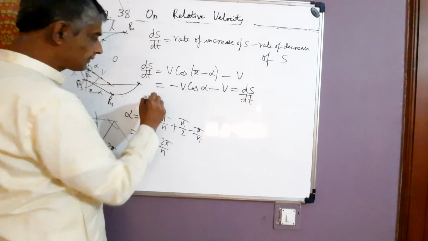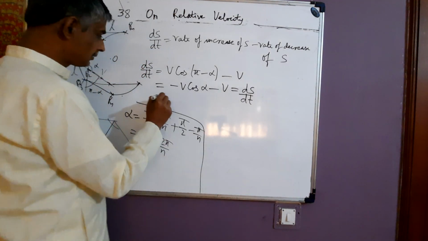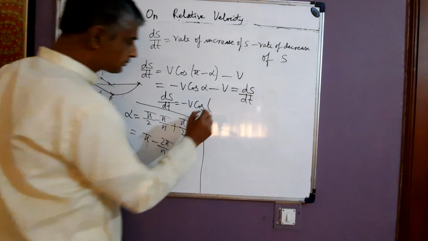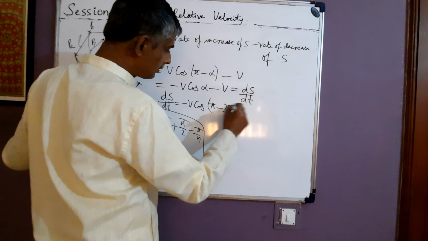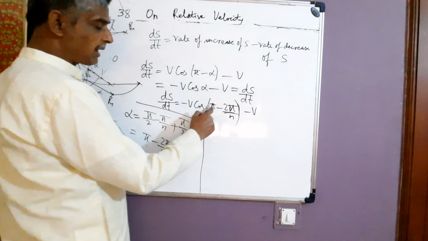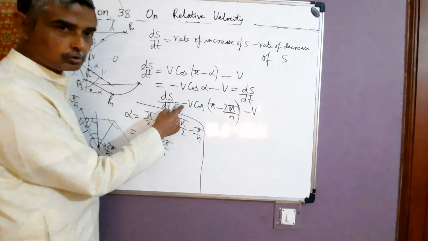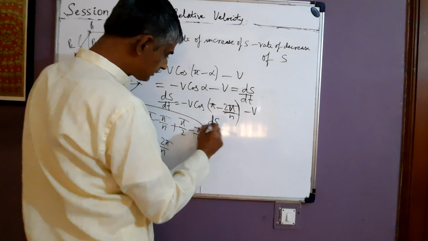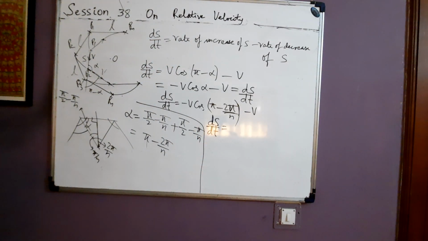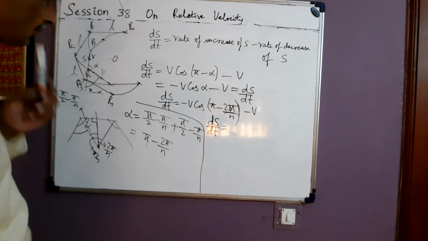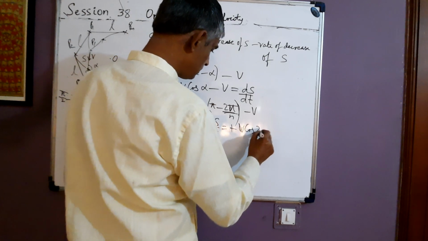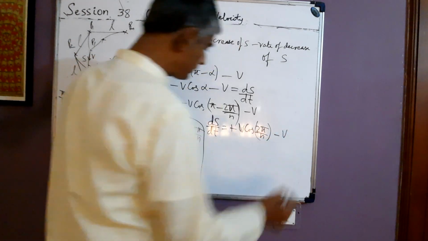Now we substitute alpha in this formula. So ds by dt is equal to minus v cos alpha, which is pi minus 2 pi by n, minus v. Now cos of pi minus 2 pi by n is minus cos 2 pi by n. So ds by dt is equal to plus v cos 2 pi by n minus v.